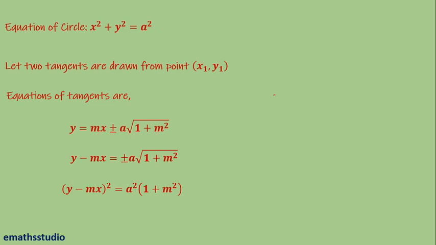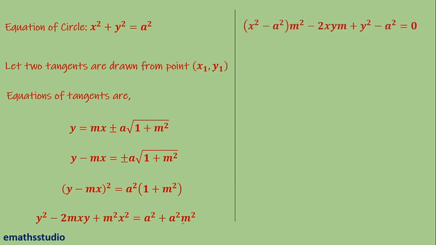Further, solving left hand side, it becomes y square minus 2mxy plus m square x square is equal to a square plus a square m square. Now in next step, I am taking this a square m square to left hand side, and from these two terms you can have m square common. So first term is x square minus a square into m square. The middle term is minus 2mxy, and third term is y square minus a square.